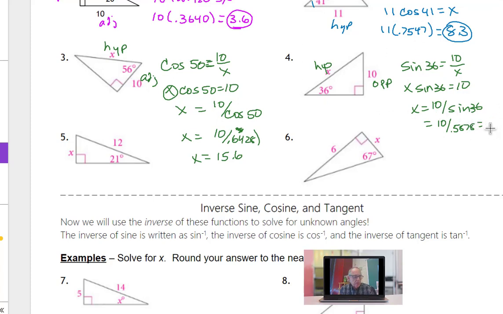is 0.5878. And 10 divided by 0.5878 is 17.0, rounded off to one decimal place.